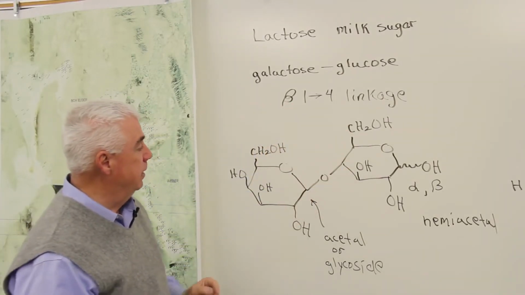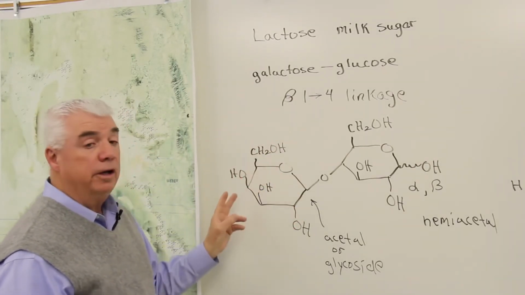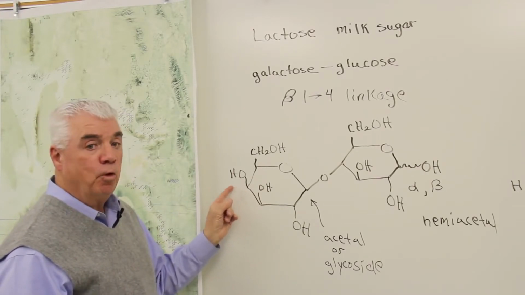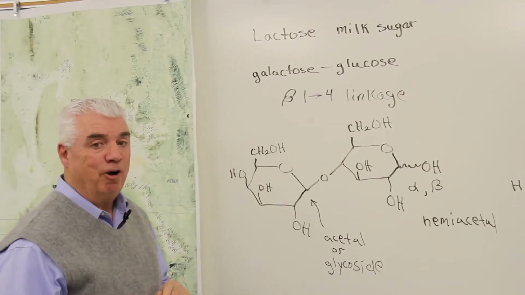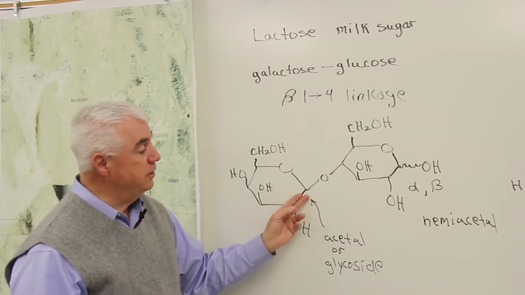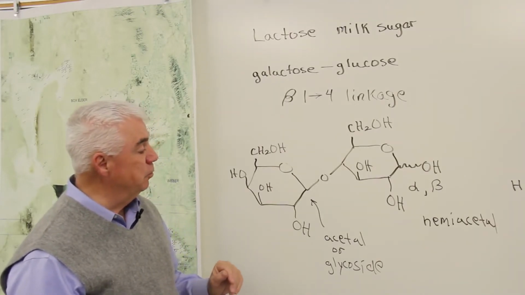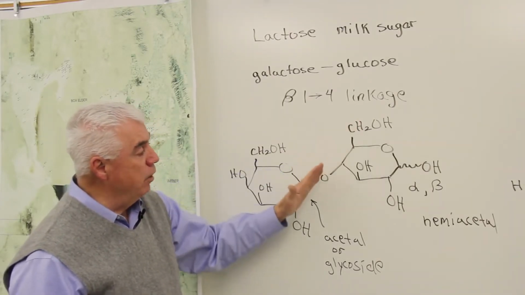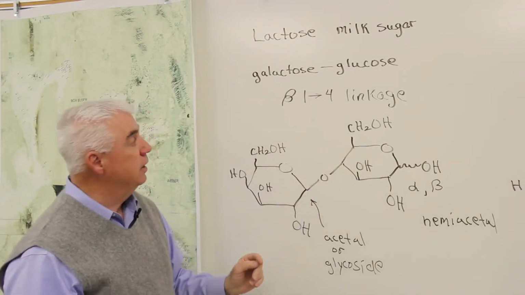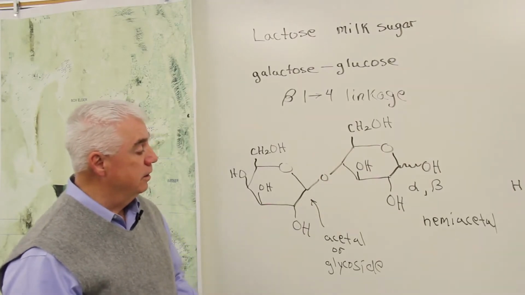Let's have a look. Here's a galactose unit on the left. It differs only at one position from glucose. Here at position 4, the OH is up rather than down. But at position 1, that oxygen is pointing up, so it's beta at position 1, and it's down. It has to be down if this is a glucose unit. So it's beta 1 to 4 linkage.